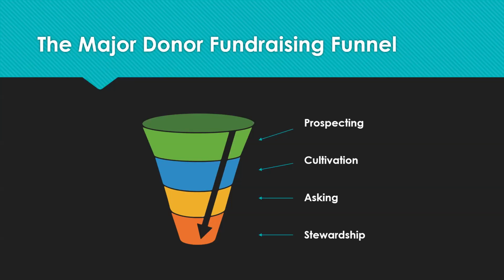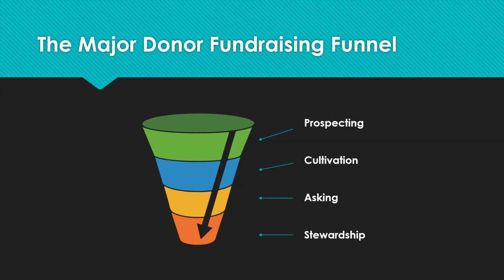The third step in the major donor fundraising funnel is asking. This is where the rubber meets the road. This phase is when the organization makes the actual ask of the donor prospect. If the donor says yes, you move on to the next phase. If the donor says no, you move back into the cultivation phase, or in some cases, take the donor out of the fundraising funnel altogether.